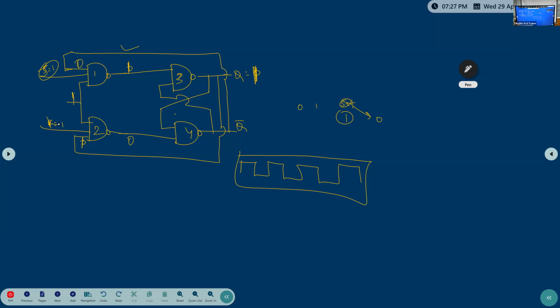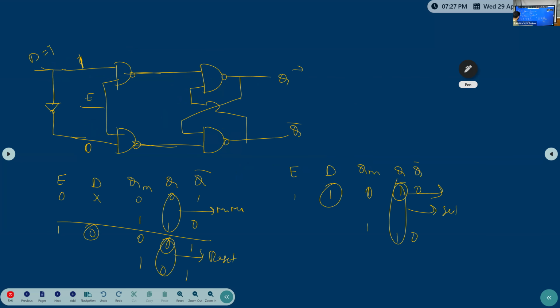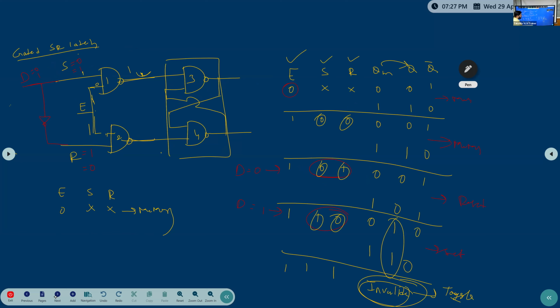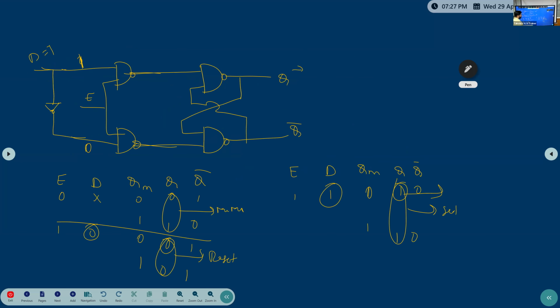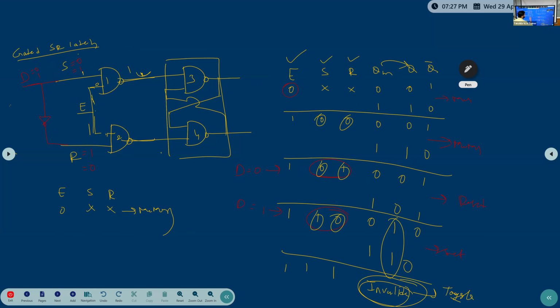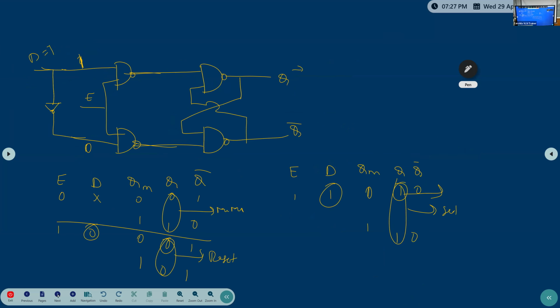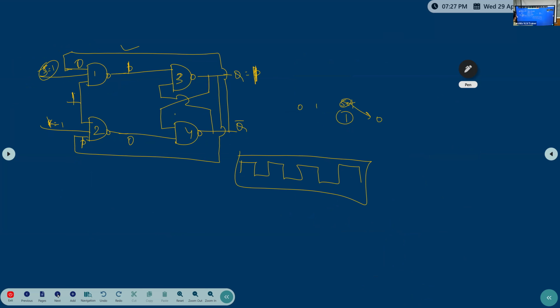If you understand this, the truth table is the same as before. Same truth table, just go with this. Any questions? We'll discuss that. So this is the JK latch.